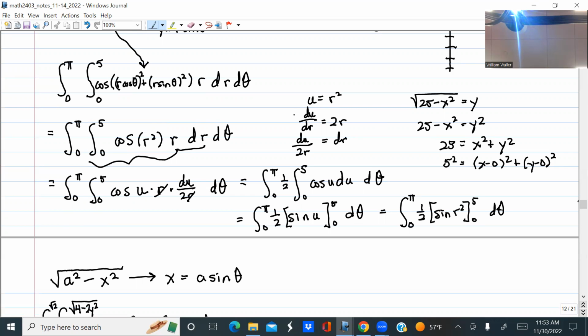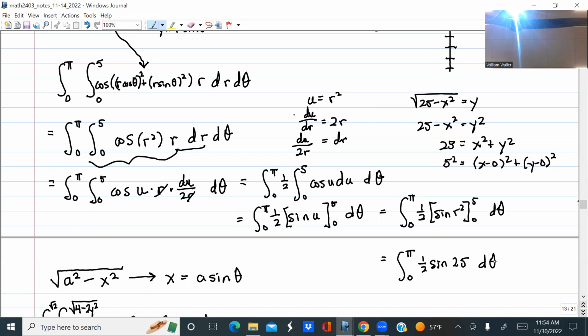So that's not too bad. What does that work out to be? Can we do that just by inspection? When you plug 0 in here, you get sine of 0 squared, but that's just sine of 0. And of course, what's sine of 0? Yeah, that's really convenient. So all you're going to be left with is what you get when you plug the 5 in, which is sine of 25, right? So we have 1/2 sine of 25, and now d theta.